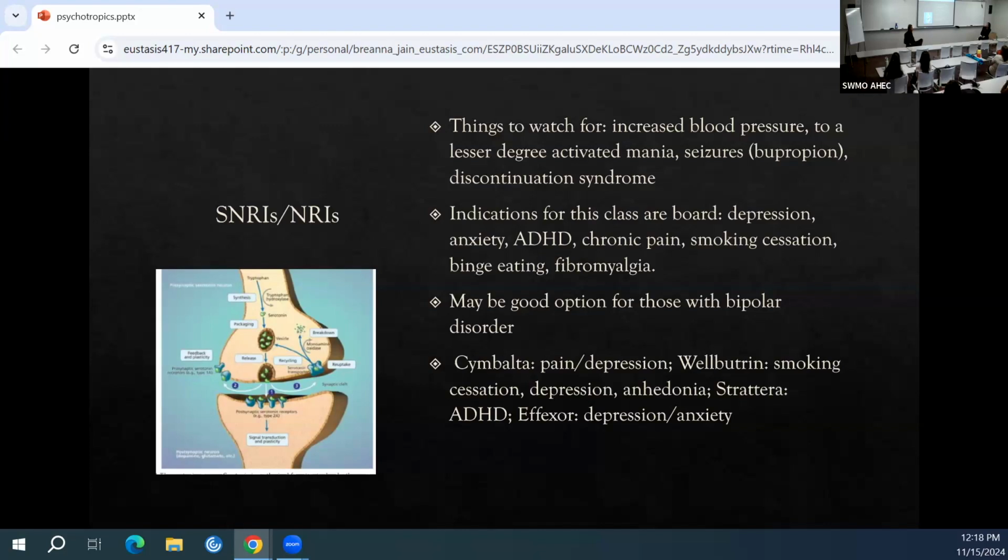Most SNRIs like Effexor and Pristiq are going to have a discontinuation syndrome. You do not want to abruptly stop them or your patient is not going to be very happy. So unless there's an emergent reason, we tend to taper patients off. Effexor is probably the most brutal to get off of, so we tend to taper it down slowly and gradually.